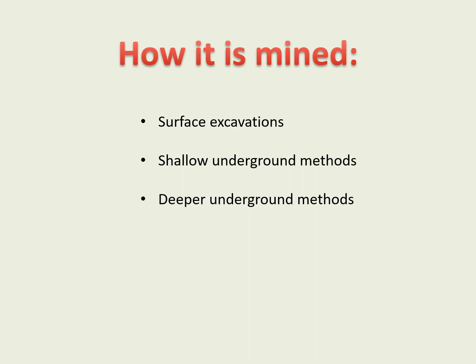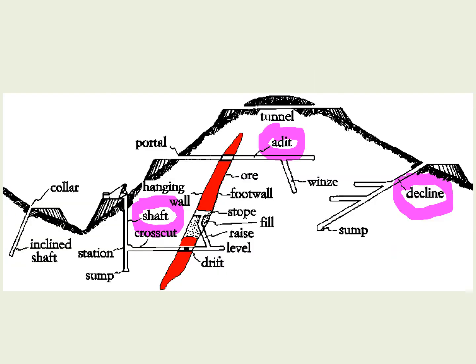Let's look at the common methods used to mine uranium that we see in the field. In this cutaway view, we can see more features than we need to remember. Underground ore is accessed by driving into the rock vertically, horizontally, or at an angle.